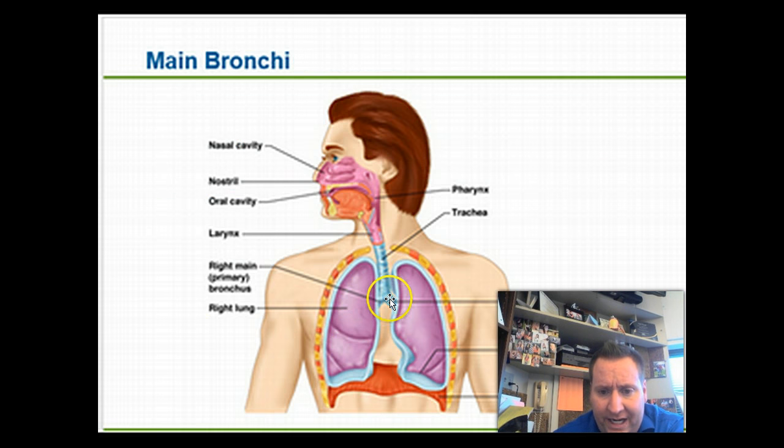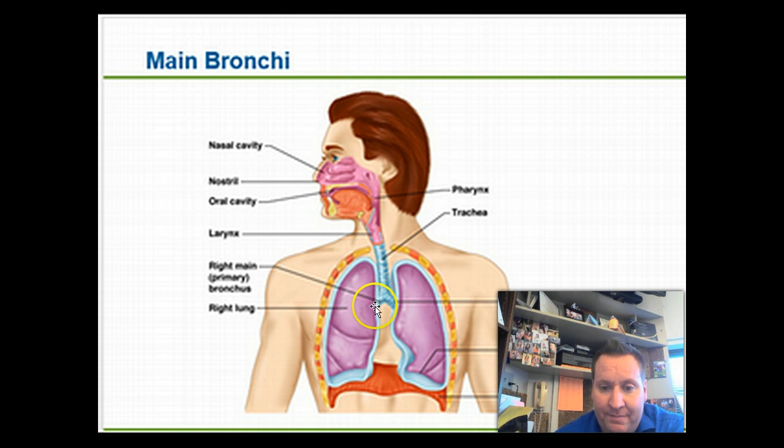So this is the right primary bronchi right here, and your left primary bronchi right here, leading into the lungs at this little indentation that we call the hilum. When we take a look at the lungs, we notice that they are relatively large structures and take up the majority of your thoracic cavity. The apex of the lungs, the very top portion, goes all the way up to your clavicle. The base of your lungs rests on your diaphragm.